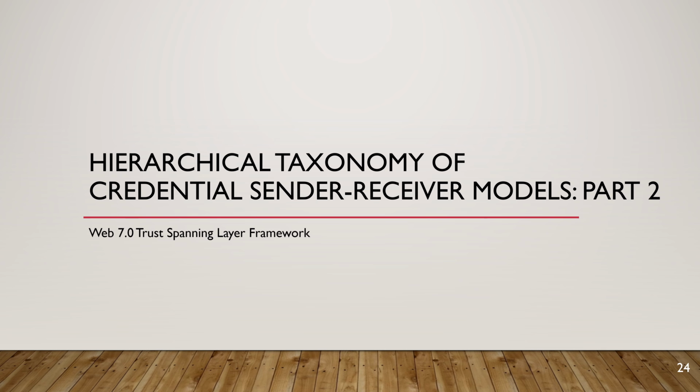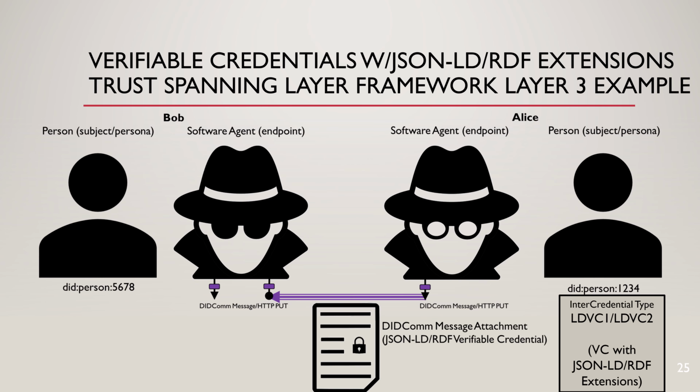So let's continue. Here are two more examples. This is looking at verifiable credentials that have JSON-LD RDF extensions, and how that fits into the hierarchical taxonomy, and also how it fits into the trust spanning layer framework.